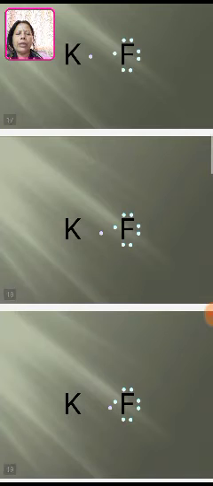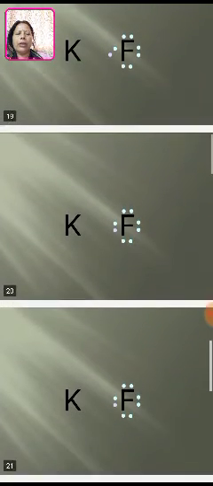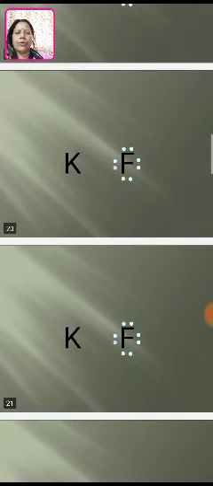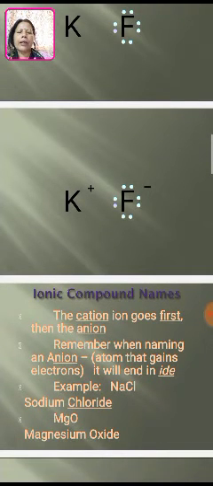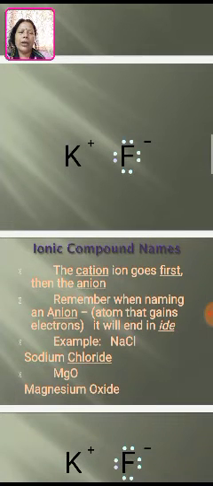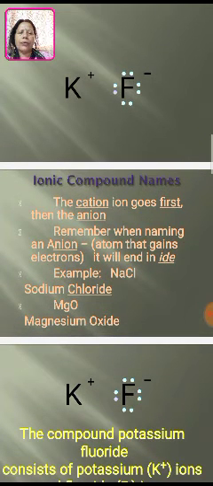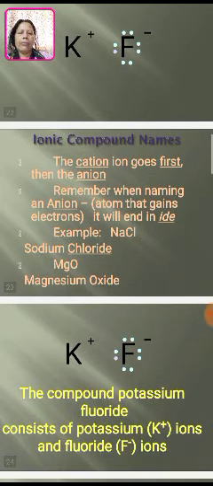When potassium loses that electron, it carries 1 positive charge, and fluorine carries a negative charge due to accepting the electron from the nearest potassium. So potassium becomes a cation and fluorine becomes an anion. So potassium and fluorine form the ionic bond by exchanging electrons between the cation and the anion. The cation goes first, then the anion. Remember, when naming an anion, an atom that gains electrons, it will end in IDE.